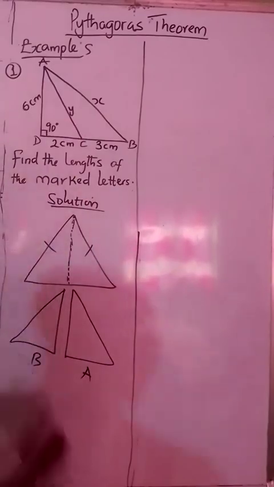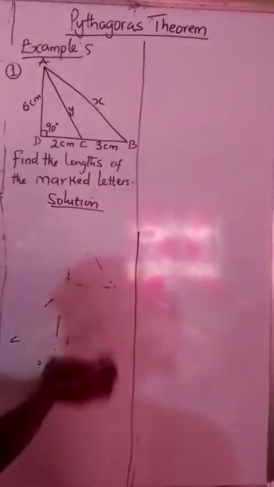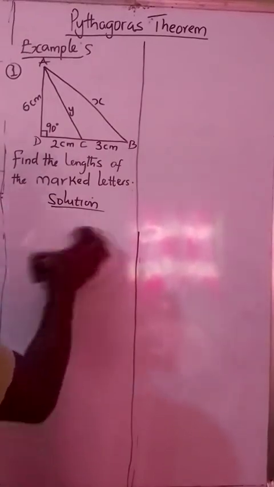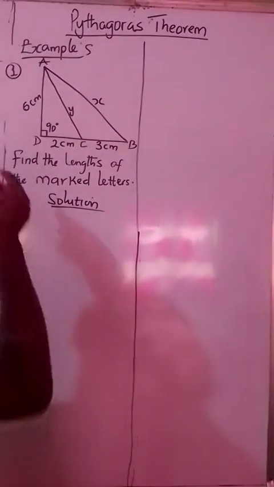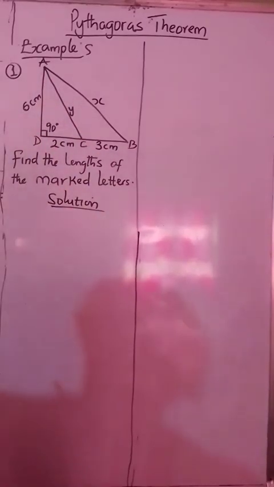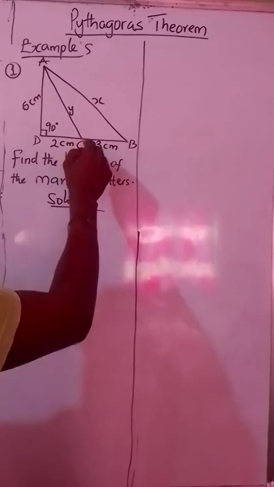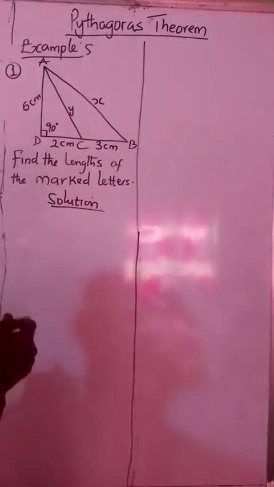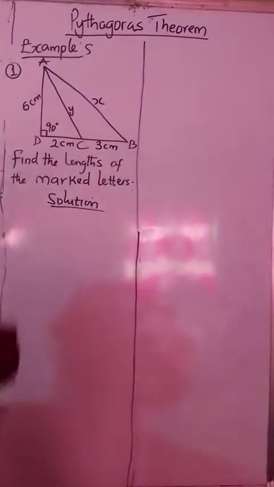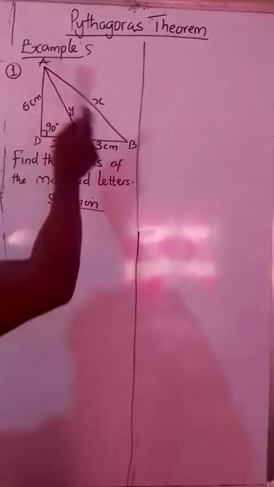Alright, so as you can see in this diagram, we have two right angle triangles. We have the bigger one, that's triangle ABD. That's the bigger right angle triangle. And we have the smaller one, triangle ACD. That's the smaller right angle triangle. Alright, so we have to find the length of the marked letters, that's X and Y.